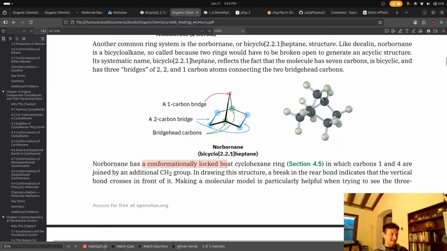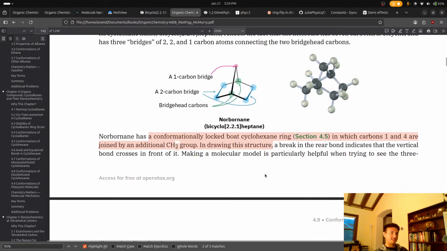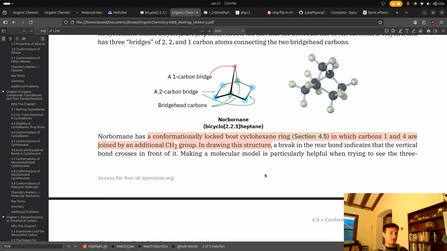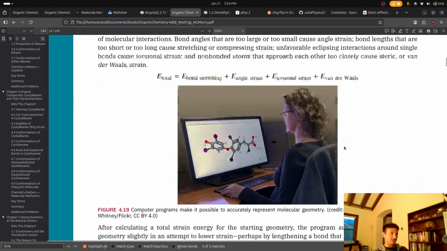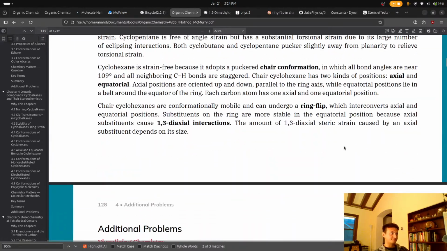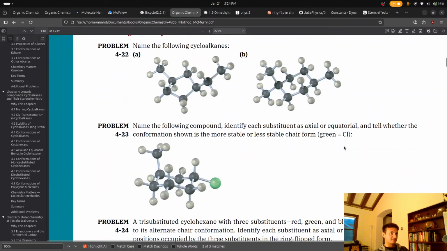Norbornane has a conformationally locked boat cyclohexane ring, in which carbons 1 and 4 are joined by an additional CH2 group. All right, that's it for now. That was pretty interesting.